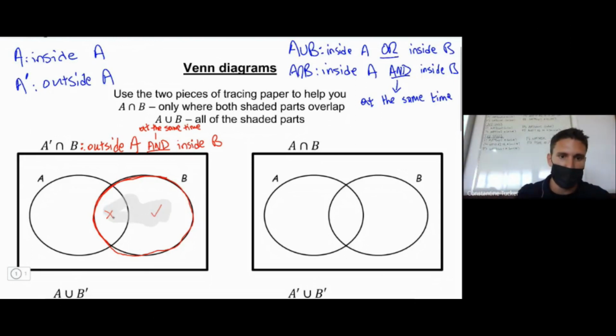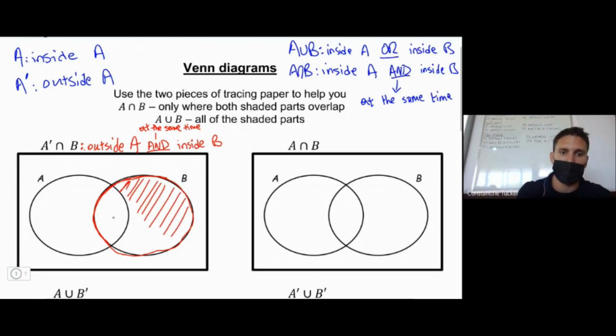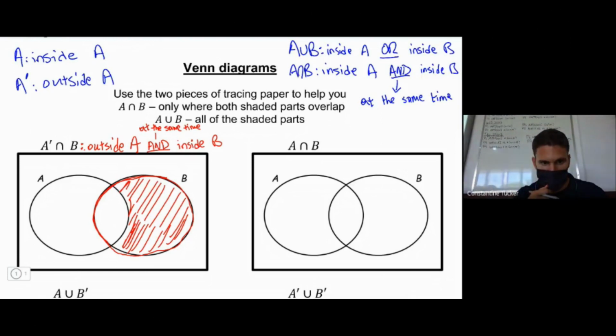Basically, I'm going to get rid of this cross and the tick, so we can shade this bit. We want to be inside B and outside A, or outside A and inside B. The union we'll do in a second. We'll do loads of examples here, guys. So bear with me while we do that. Okay, let's move on to the next one.